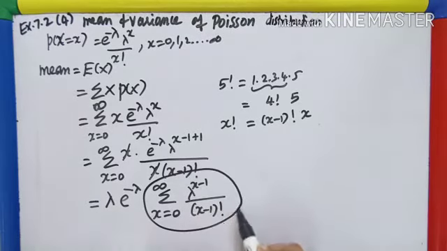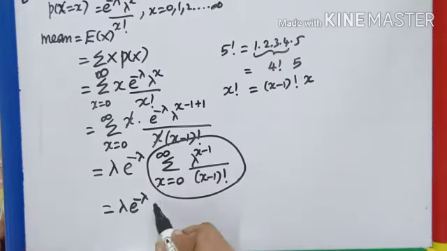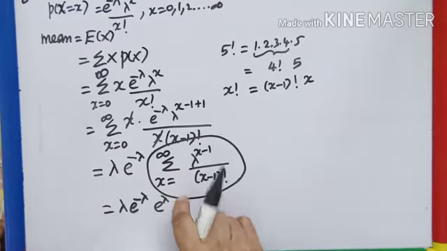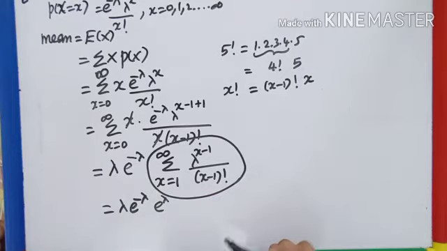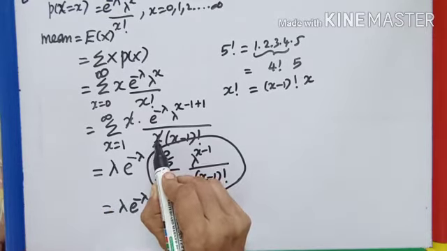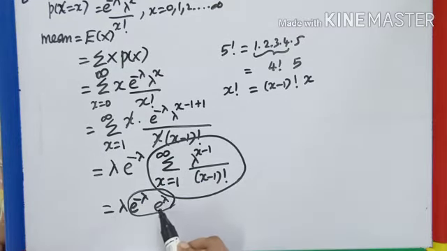This full idea becomes e power lambda. It's a formula: sigma lambda power x minus 1 by x minus 1 factorial gives rise to e power lambda. And when x minus 1 is coming, remember to put the sigma value from 1 onwards. Here also start from 1, because whenever x is in the denominator, it shouldn't become 0. So start from 1. Now these two get cancelled: e power lambda and e power minus lambda. I am left with lambda. So the mean of Poisson distribution is a simple idea which becomes lambda.